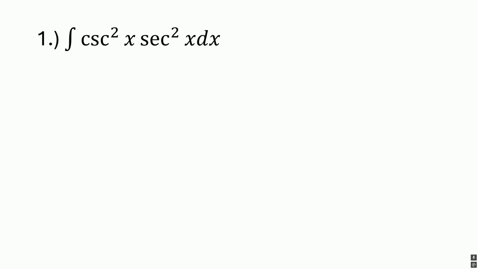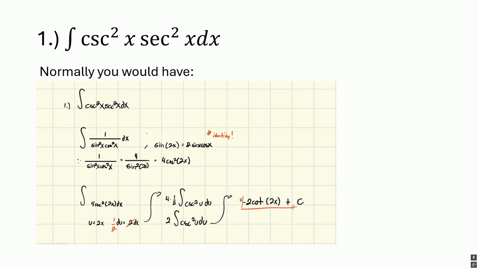So first is this one, the integral of cosecant squared x secant squared x dx. Normally you would have done this, no? So ito ay screenshot sa tablet ko. I would have loved to show you guys live, pero kasi it would take time. So anyway, kailangan mo pang i-flip. You would have to use the double angle identity for sine. Tapos you would have squared first. Tapos tsaka ka pa lang pwede mag-u sub, no? And tsaka mo pa lang siya ma-integrate.